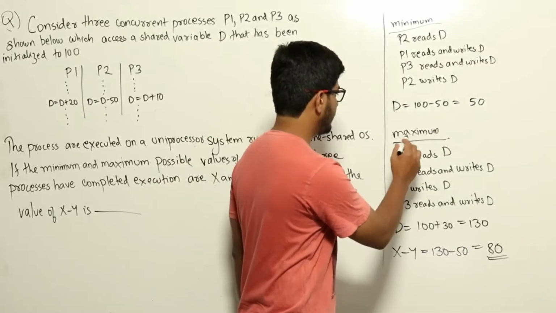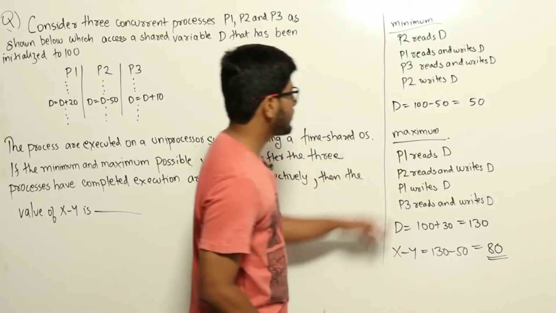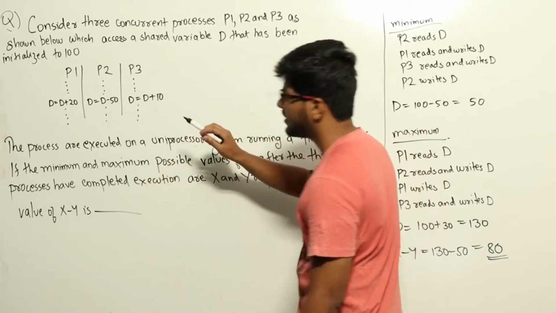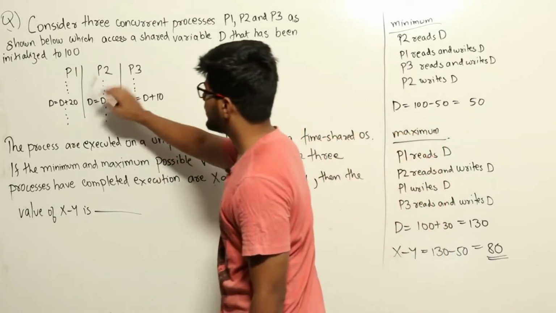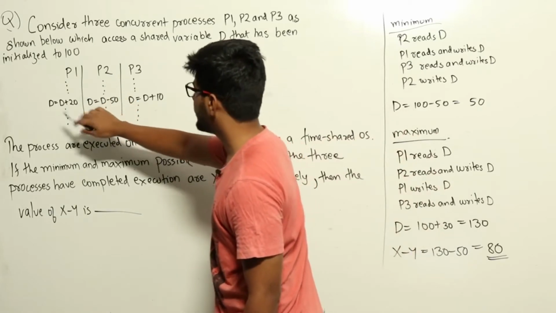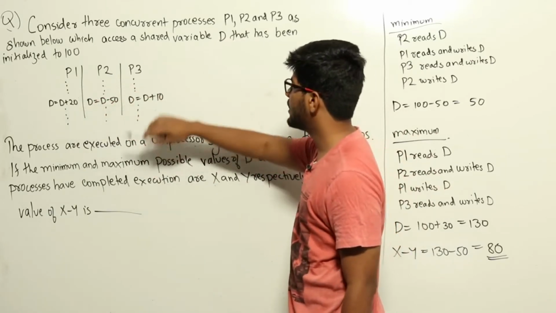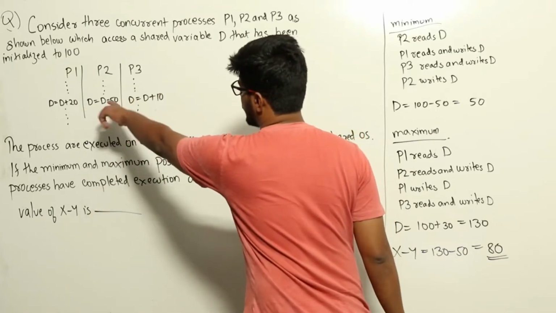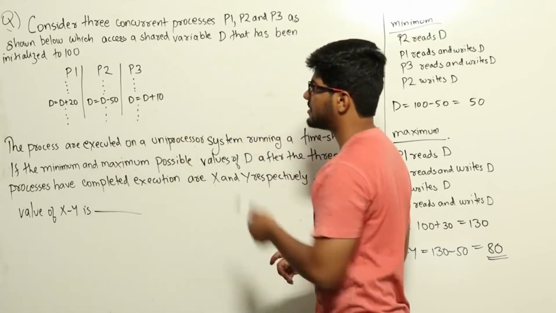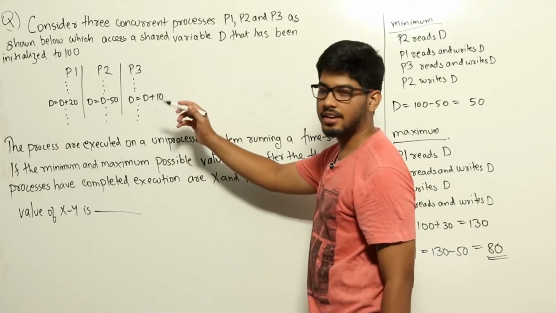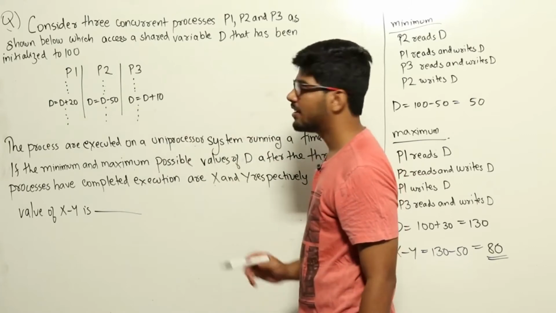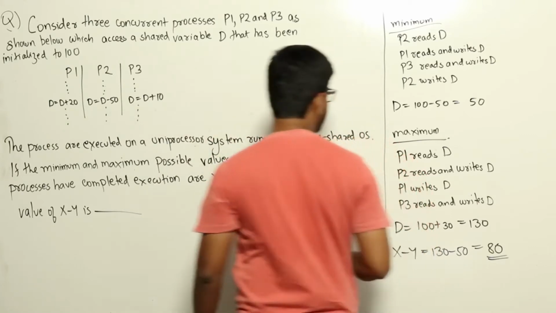Now let's look at the max. Now let us look at the maximum possible value. The maximum value we can get is if, let us say, P1 makes changes to d, increasing d by 20, and P3 also increases d by 10. And somehow if we can cancel out all the changes made by P2, that is, we override the changes made by P2, then only two increments will happen on d and the final value will be 130. Now let us see if that is possible.